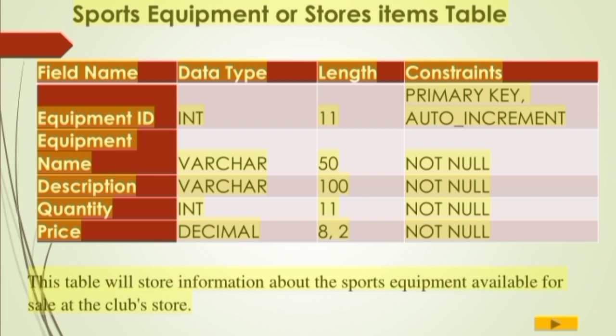Field Name, Data Type, Length, Constraints. Equipment ID, int 11, Primary Key, Auto_increment. Equipment Name, Varchar 50, Not null. Description, Varchar 100, Not null. Quantity, int 11, Not null. Price, Decimal 8,2, Not null. This table will store information about the sports equipment available for sale at the club store.